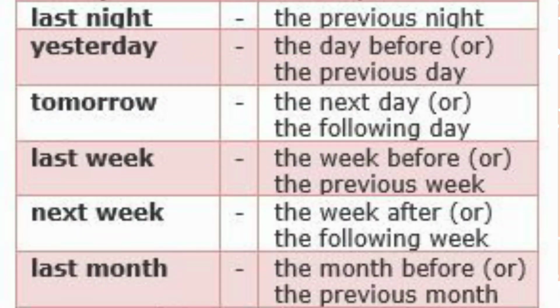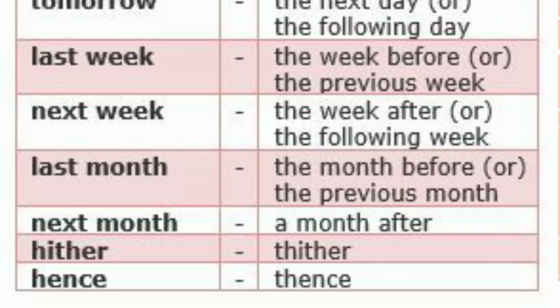last night, the previous night, yesterday, the day before, or the previous day, tomorrow, the next day, or the following day, last week, the week before, or the previous week, next week, the week after, or the following week, last month, the month before, or the previous month. Next month will become a month after. Hither means here. It will become thither. Hence will become thence.